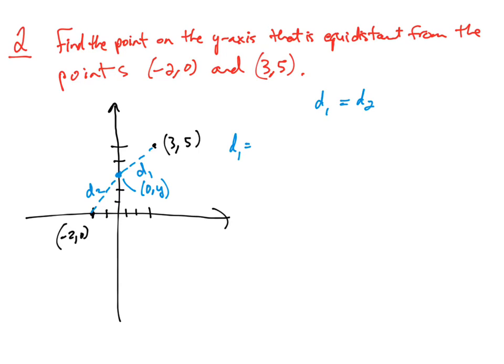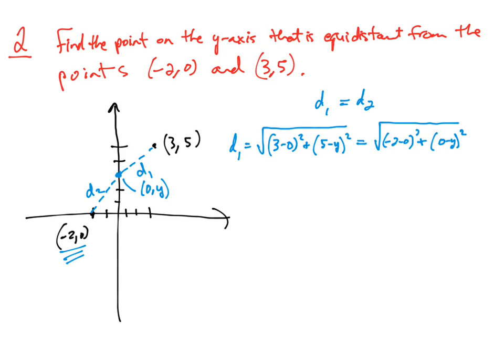Let's call it y. So to find that distance, we're going to find the difference of the x values, so 3 minus 0 squared plus the difference of the y's. We will say 5 minus y squared. And that has to equal the distance from the second point to that point on the y-axis. So we'll say the difference of the x's, negative 2 minus 0 squared plus the difference of the y's, 0 minus y squared. And that's the distance for D2.